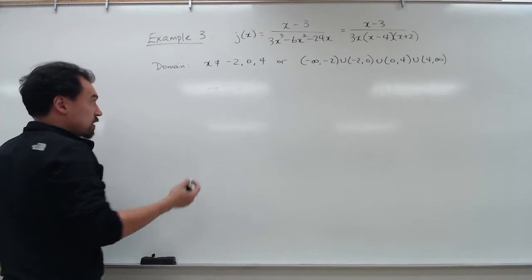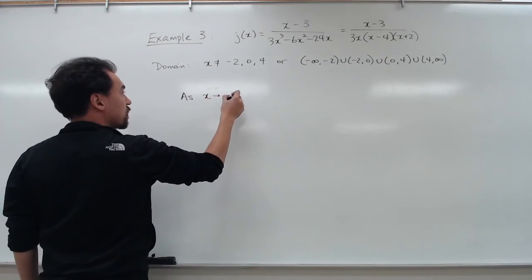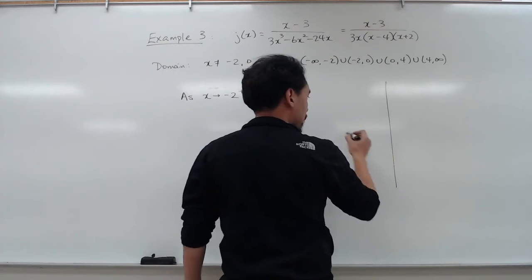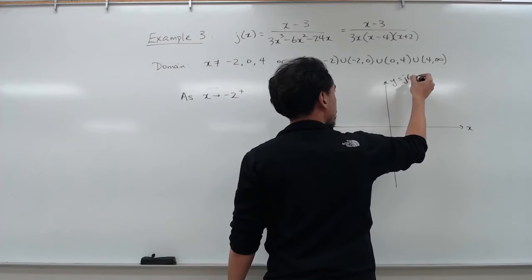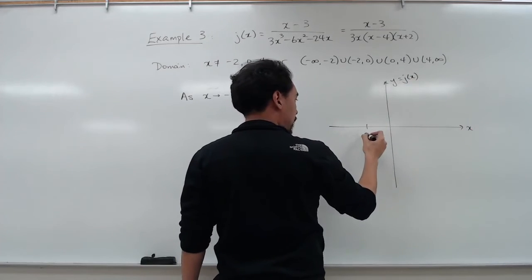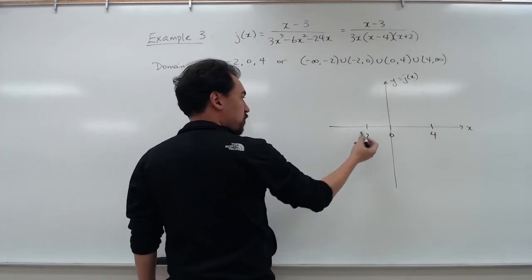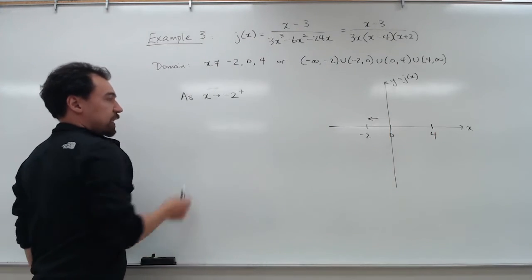But just to check, let's consider the behavior near those values. So I'll start by doing that. In the graph, this is what we look like. The concerning values for us are -2, 0, and +4. And I'm going to approach the -2 from the right side.